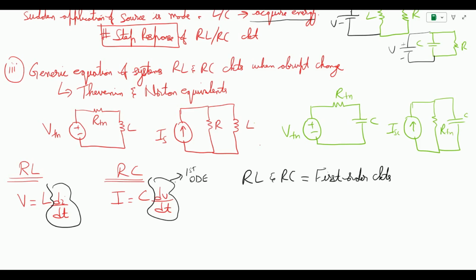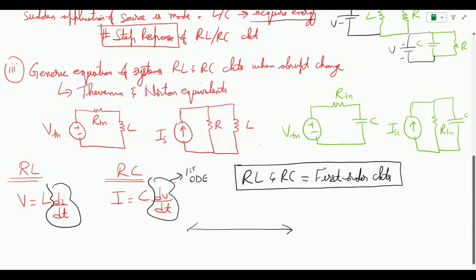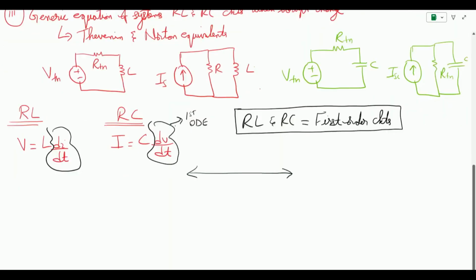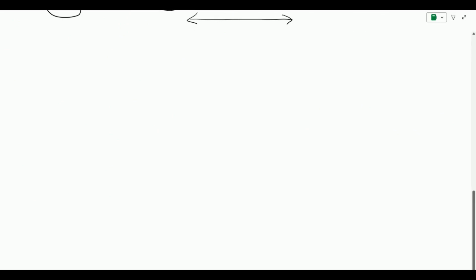So whenever we hear the terms first order circuits or RL and RC, we are going to analyze them based on the principles that we are going to study today, in order to understand how the voltages and currents arise when the elements are getting charged or are releasing energy. So now let us begin the analysis of the natural response of an RL circuit and see how we can go about this.